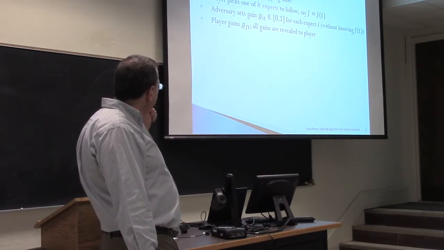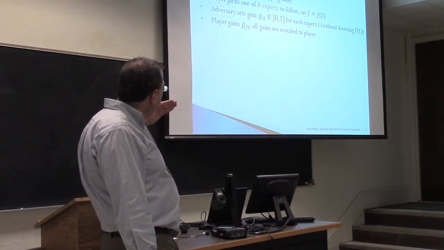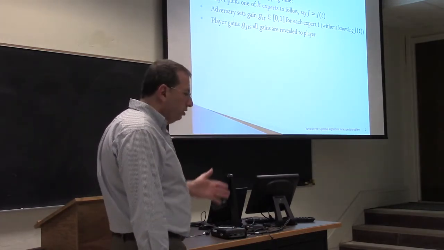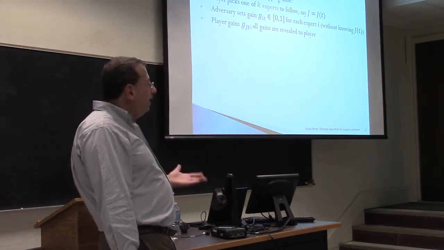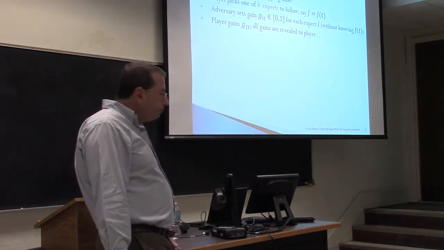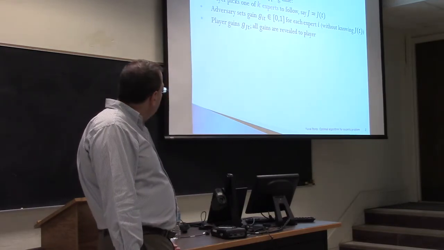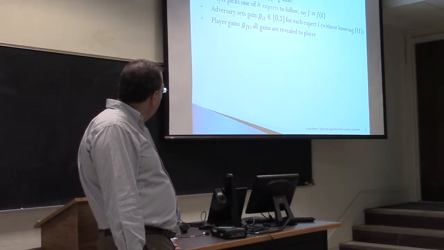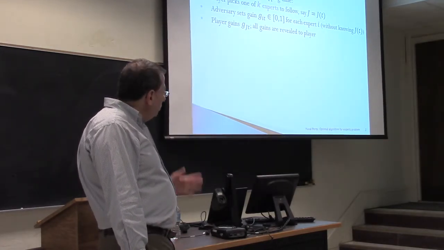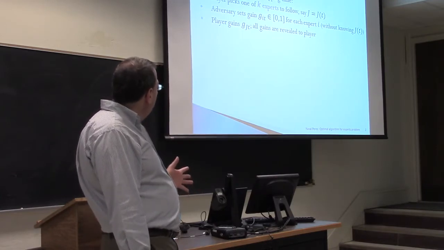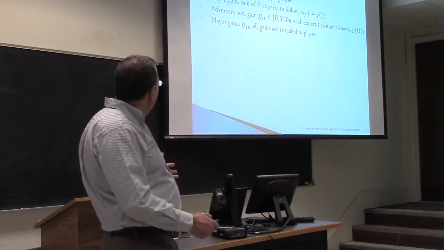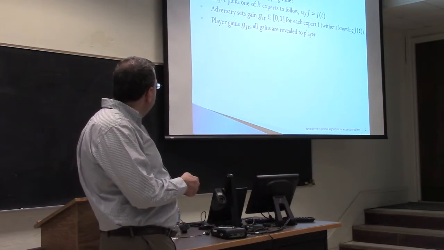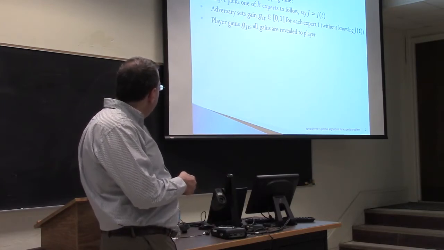So for each advice of the expert, say the expert told us which route to drive, there is a gain, which is how fast this route was. And once we chose which expert to follow, we have the gain corresponding to that expert. So we choose some index j, and then we get the gain j at time t.